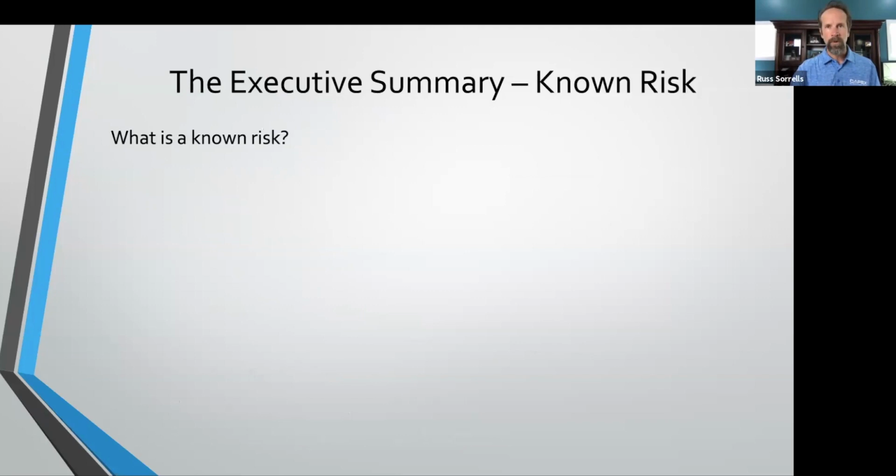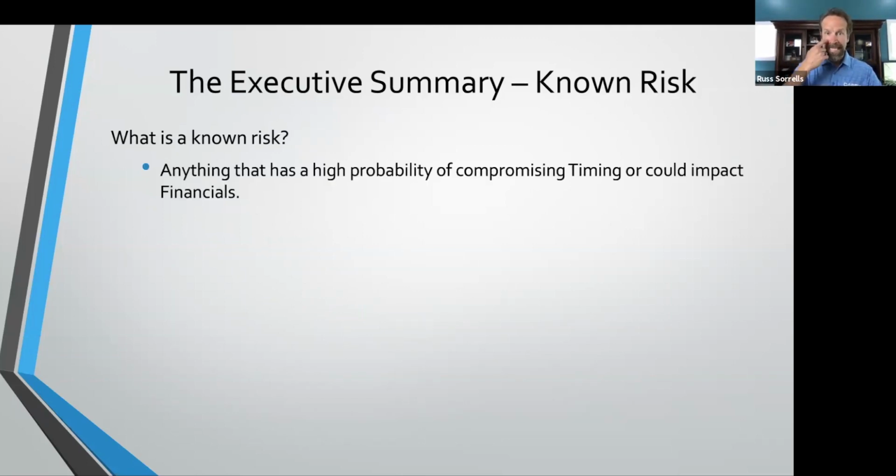This is one of the most important aspects of this executive summary, is knowing the risks. So what is a known risk? This is anything that has a high probability of compromising timing or could impact financials. Those are the two things that are your number one responsibility as a project manager. Timing, budget. Timing, budget. That's it. Obviously, there's a lot of other stuff that goes along with it, but you want to make sure that you are managing the risks that compromise the timing, because that's going to compromise your ability to recognize revenue and cause problems for your customer potentially.